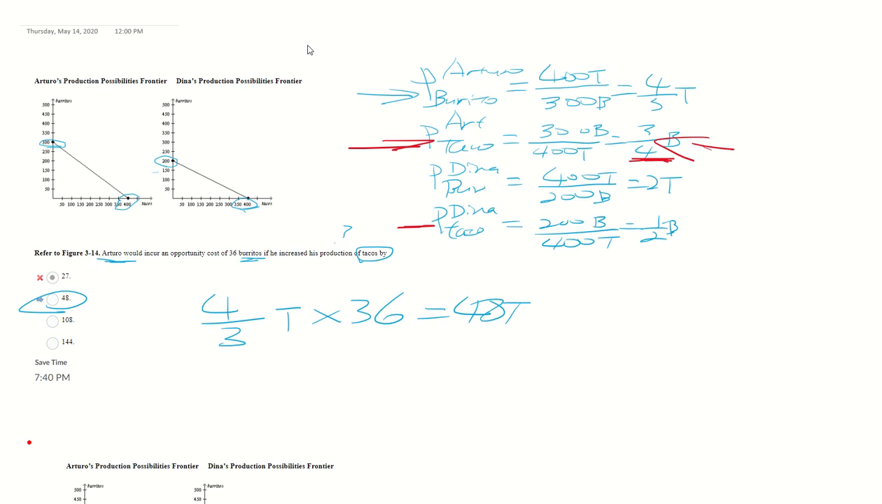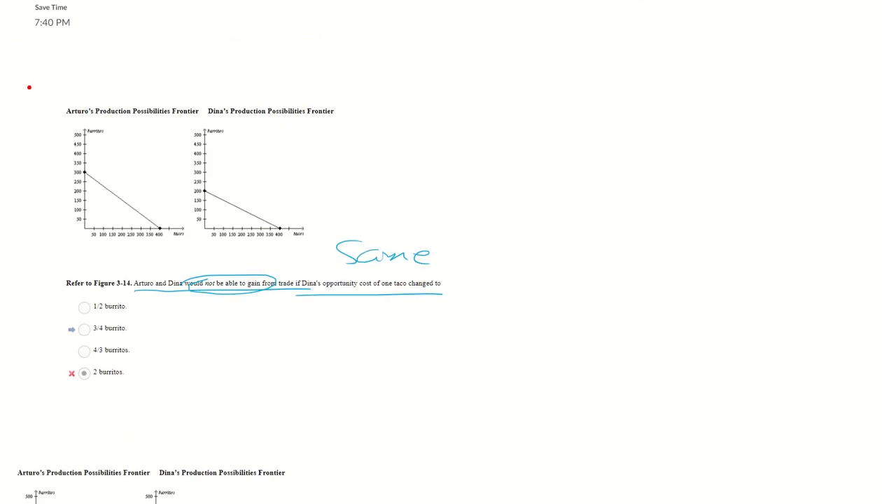But if Dina's opportunity cost for taco is also the same number here, then we got a problem, because now both parties have the same cost, so nobody will benefit from trading. It's like you trading with yourself, right? You wouldn't benefit anything out of it. So the only answer should be 3/4 burritos. If Dina is also 3/4, then we got a problem, right? So the answer is B, 3/4 burritos.